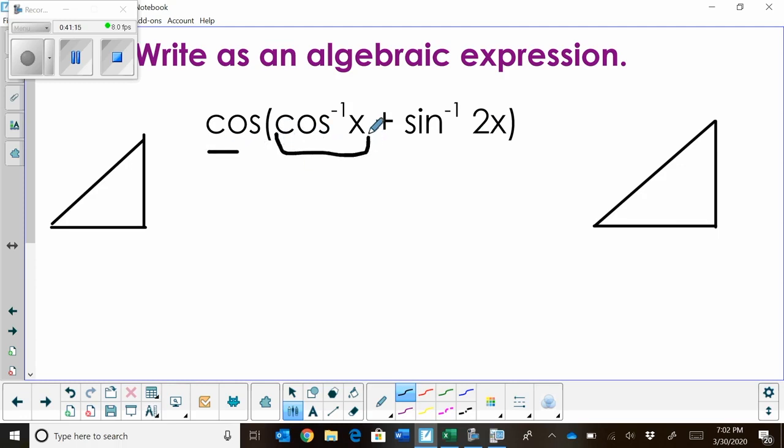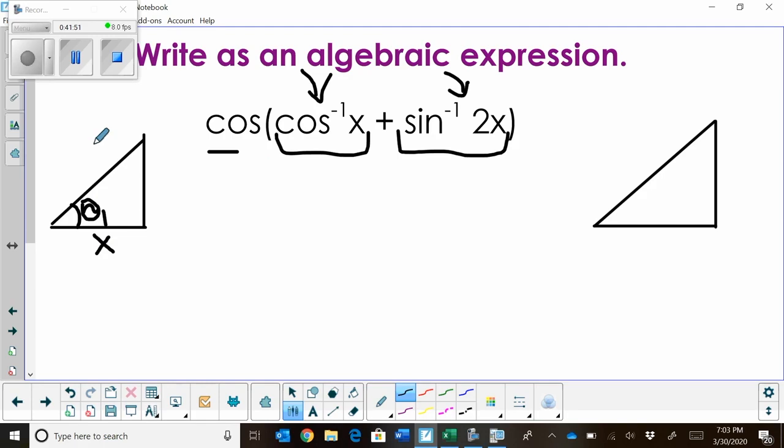So I want you to think for a second. When you take the inverse of a ratio, doesn't this represent an angle? And the inverse of a sine of 2x, that's an angle. So we're taking the cosine of an angle plus an angle. So this is the sum of two angles. Well, let's write this angle out in the triangle. I'm going to use this as my reference angle. We'll call that theta 1. So theta 1, my cosine is x.